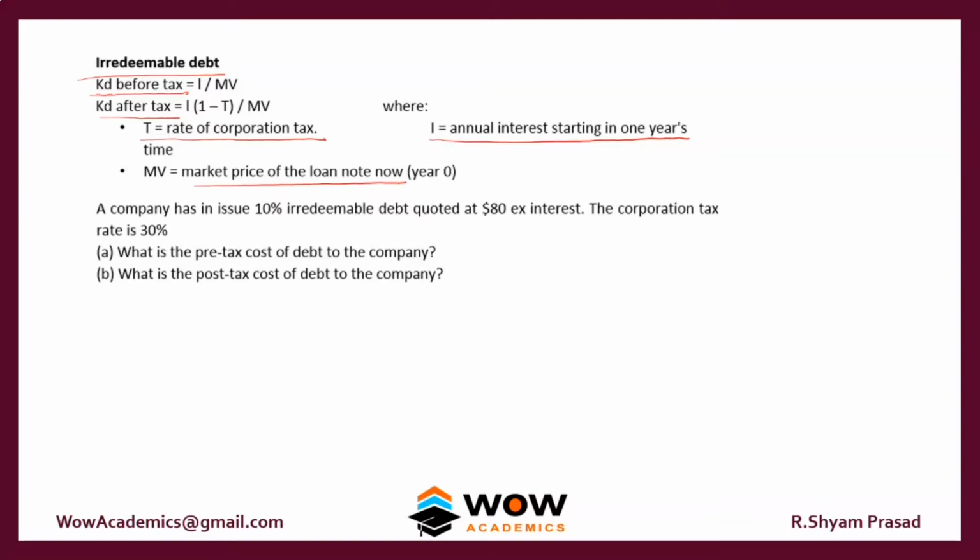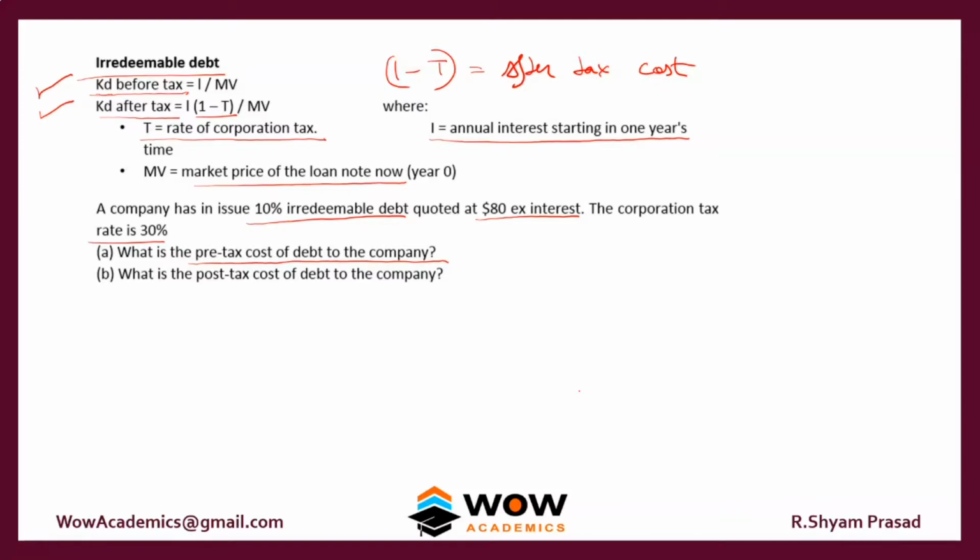So why do we deduct 1 minus T? Because 1 minus T gives you the after tax cost. The tax benefit has been deducted here, and then we find out the interest. The question will state whether it wants before tax or after tax. So we'll work out this problem. A company has in issue 10% irredeemable debt quoted at 80 ex interest. The corporation tax rate is 30%. What is the pre-tax cost of debt?